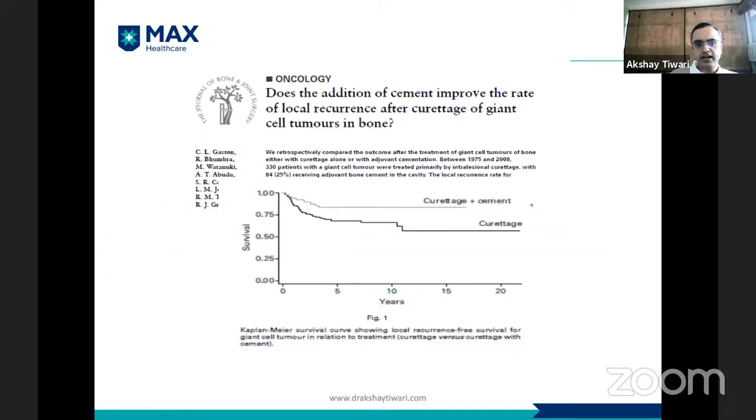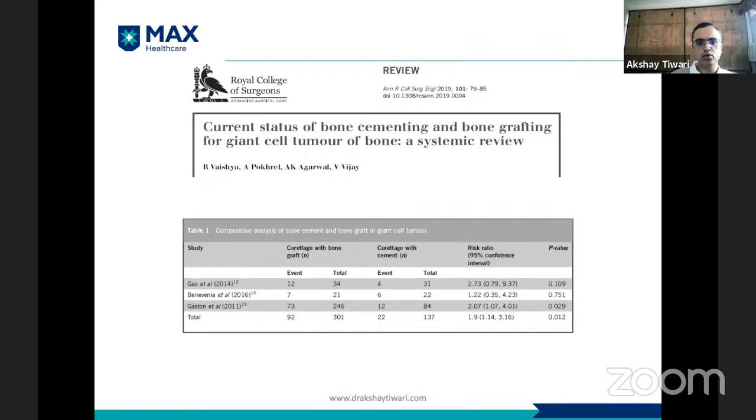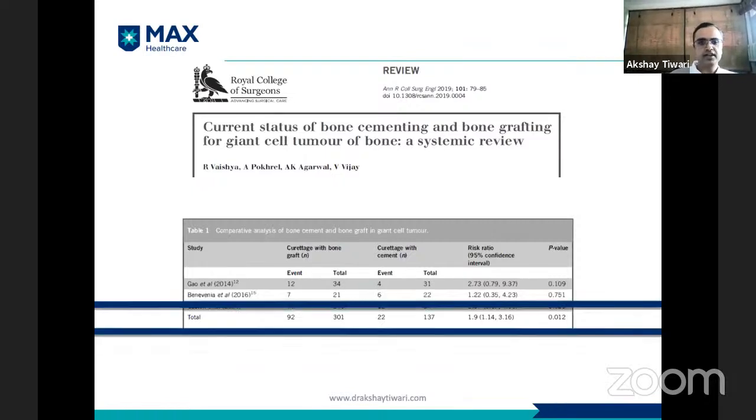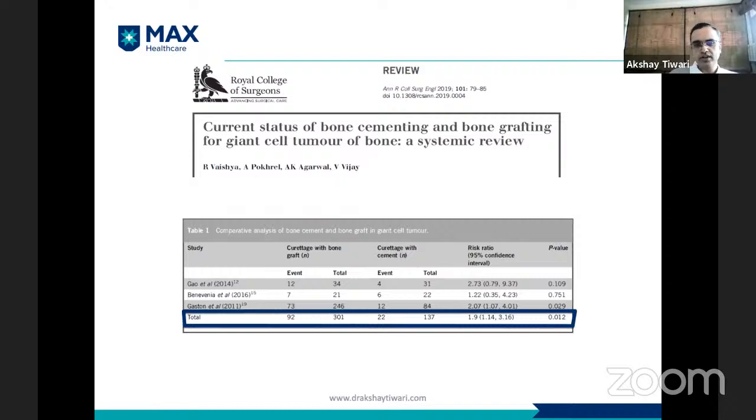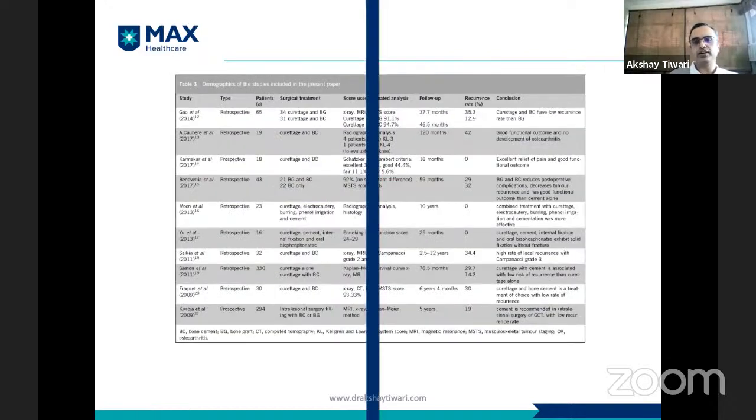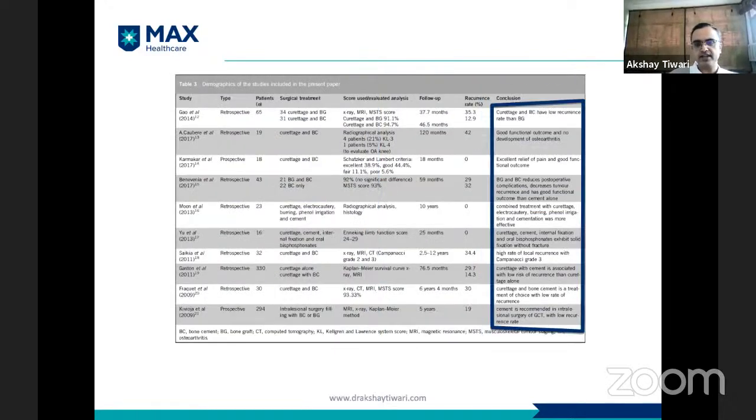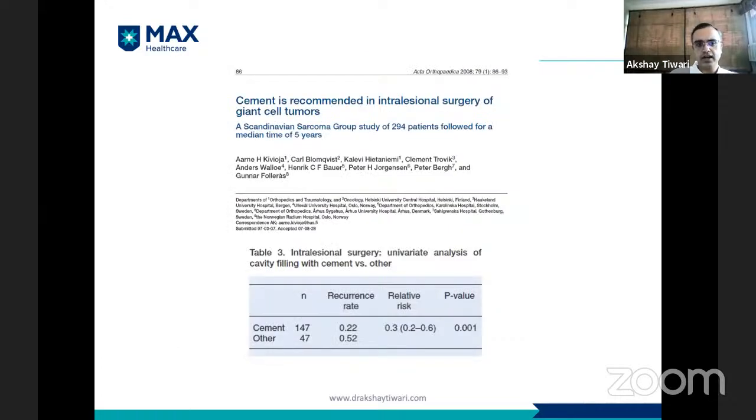A lot of work again says that cement does improve the rate of local control, and this recent meta-analysis also showed that cement actually reduces the risk of local recurrence, and that is a huge advantage. Again, the Scandinavian Sarcoma Study Group points towards the same outcome.